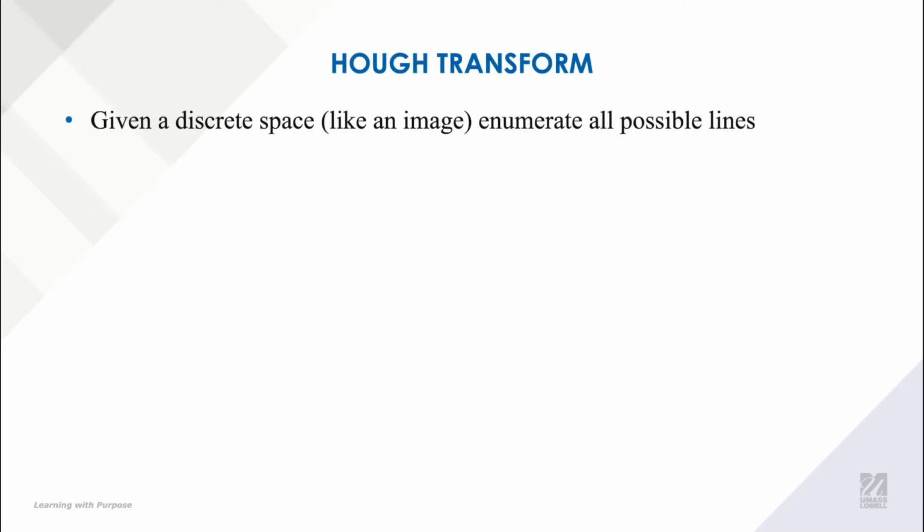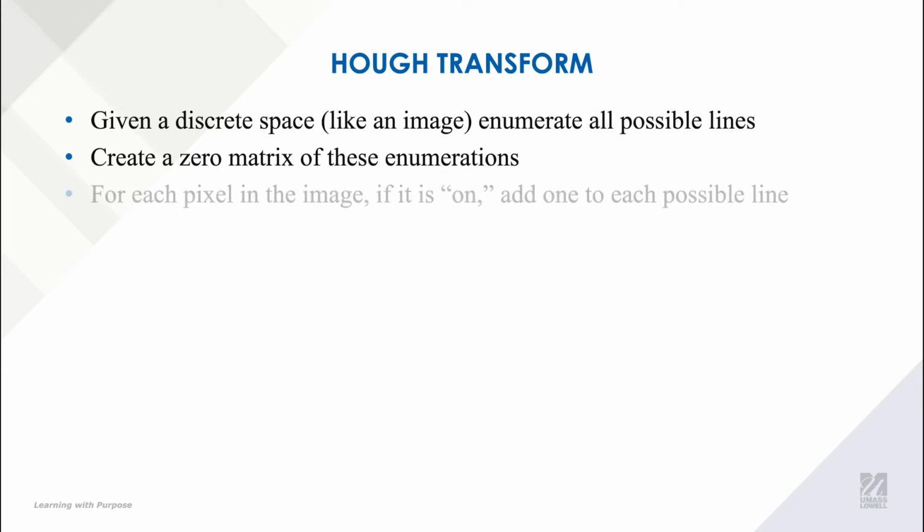With the Hough transform, you're given a discrete space like an image, so you have a finite set of lines, and you enumerate all of those possible lines in that image. Then you create a matrix with these lines, and you add a column to the matrix to enumerate how many points are underneath these lines. So you initialize that to 0. So you create this list of all possible lines and then a column next to them so that you can enumerate how many points can possibly be under it.